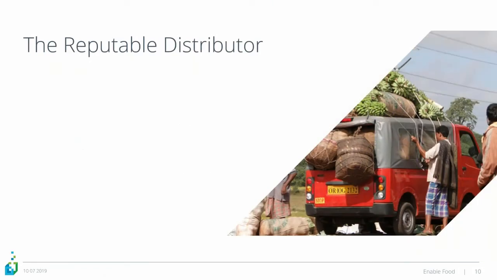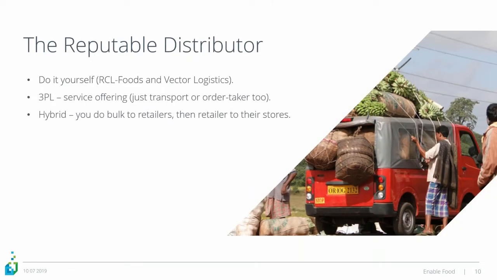So what makes a reputable distributor? A distributor could be somebody like RCL Foods, who do chickens and, I'm trying to think, the Yum Yum peanut butter, and they do salad creams. They do a whole pile of stuff, and they also do breads and baked stuff as well.